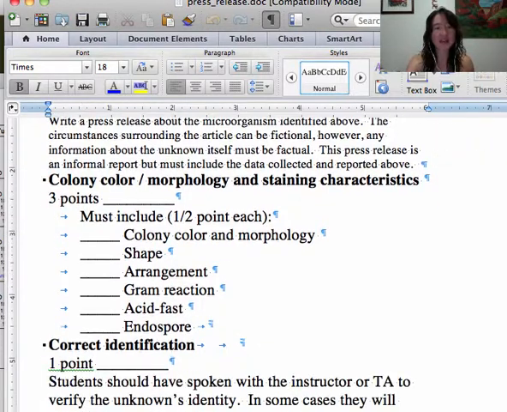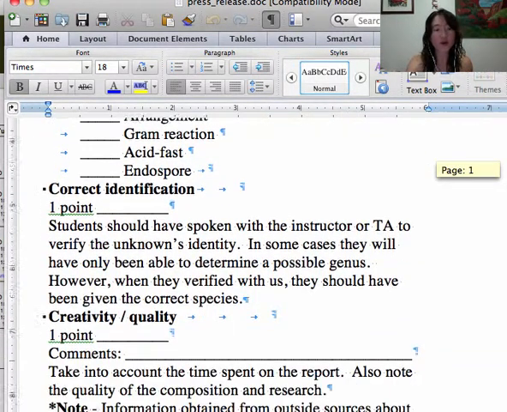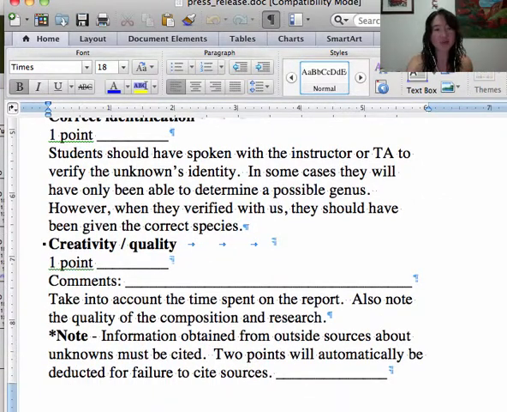You'll notice that it's a half a point each for reporting on the colony color, morphology, shape, arrangement, but also the staining, the Gram reaction, acid-fast, endospore stains, and correctly identifying the unknown. We also told them the species, so we would want that somewhere in their unknown reports. You also have a point for creativity and quality, and that's a good place to make comments and let them know you either really liked their reports, or maybe there was something that they could have done a little bit better. So this is the key for the press release.